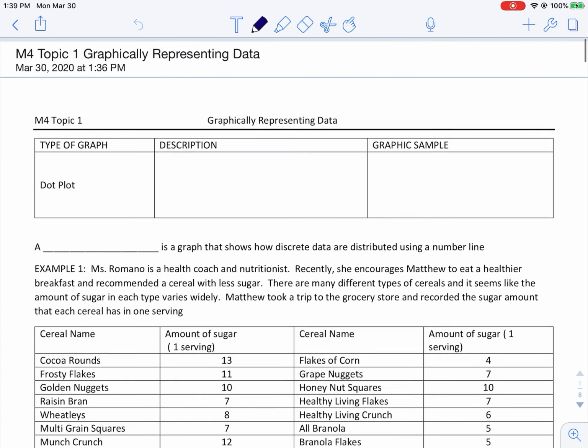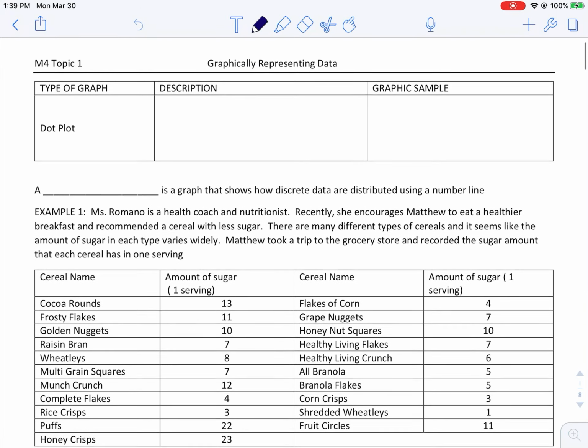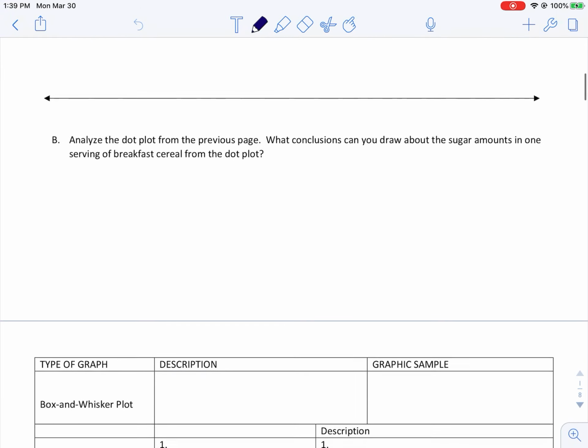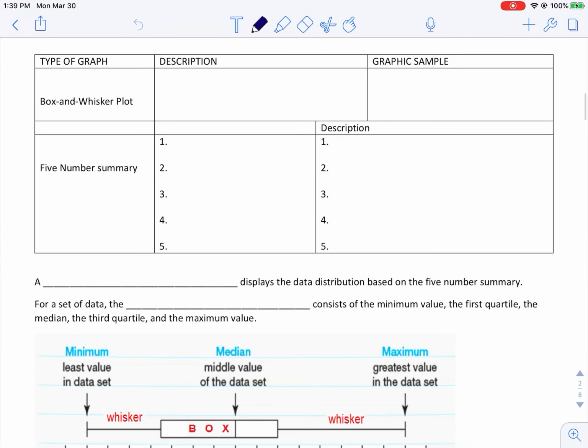Alright, I am gonna make an upload thing here. Now, we talked about dot plots yesterday. We're not gonna cover them on this. So basically, you guys are gonna need to do this.